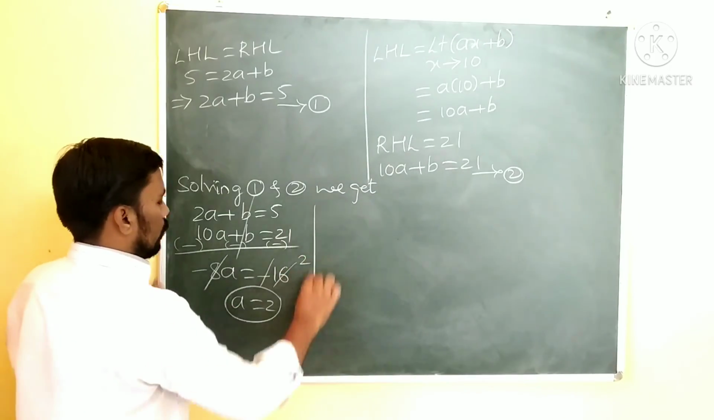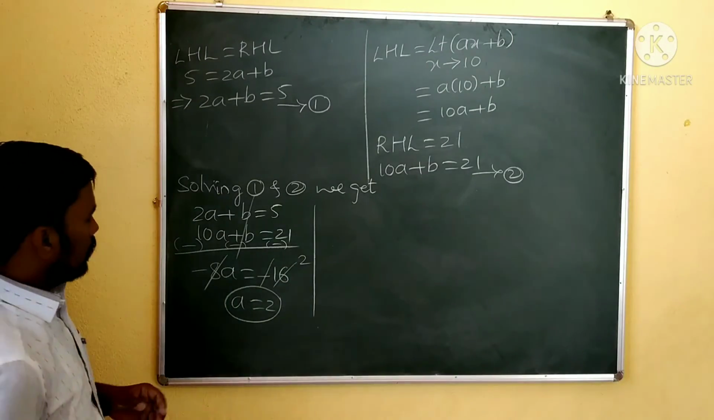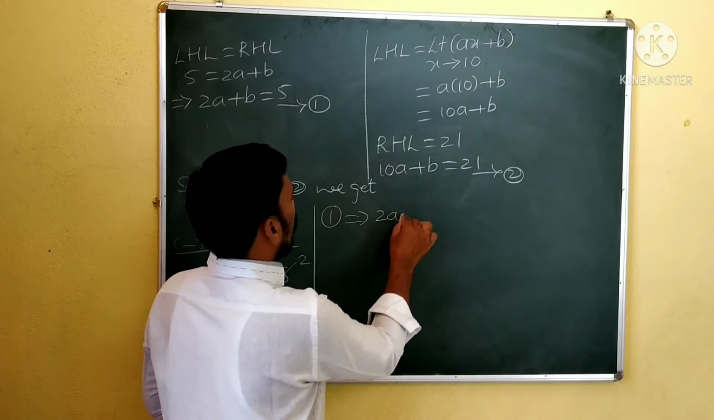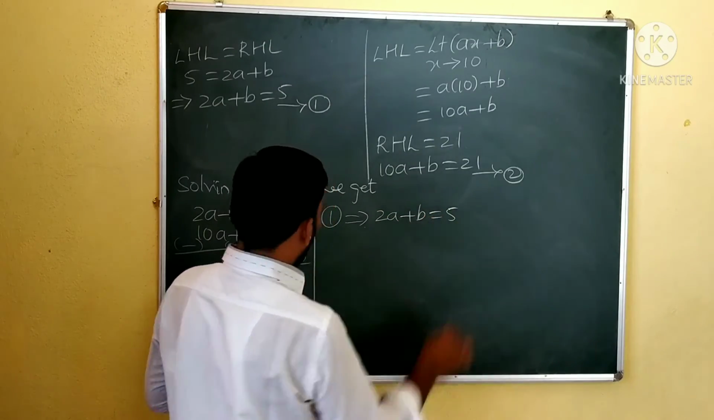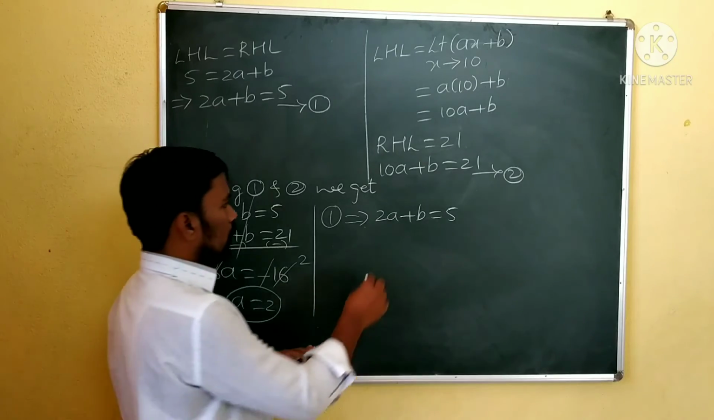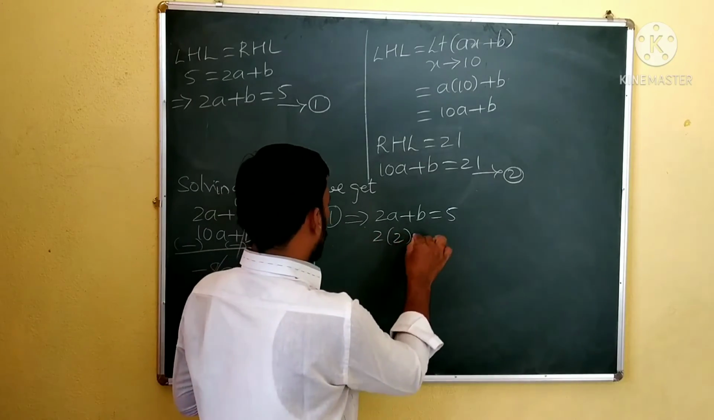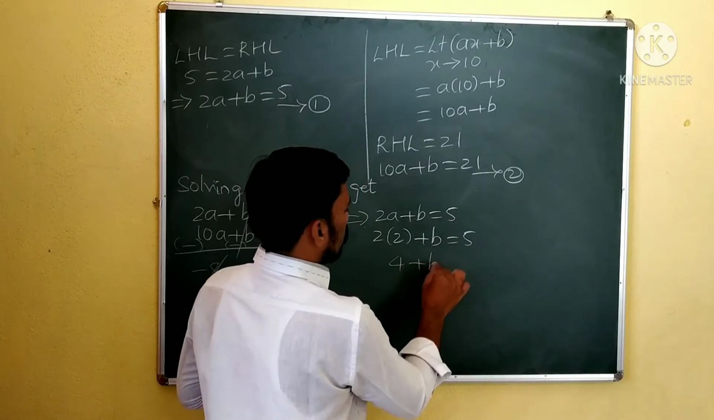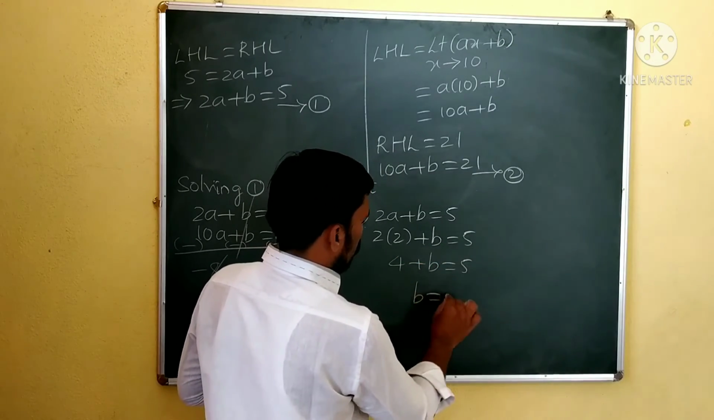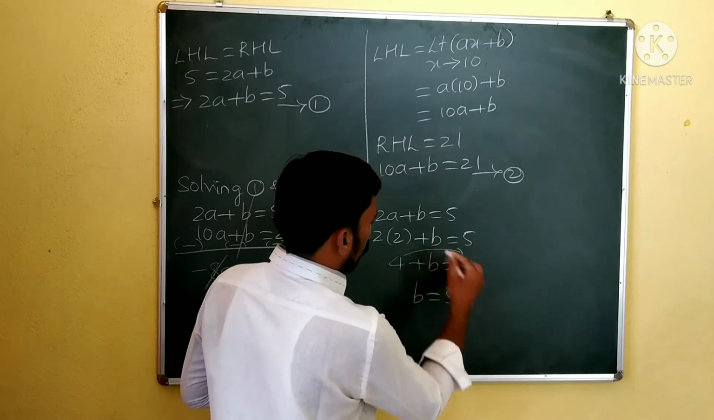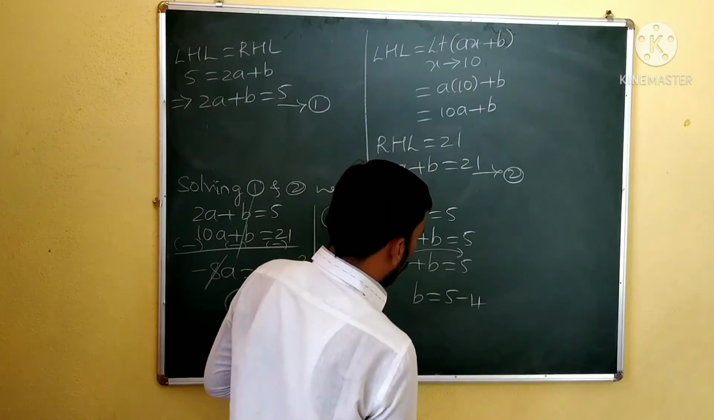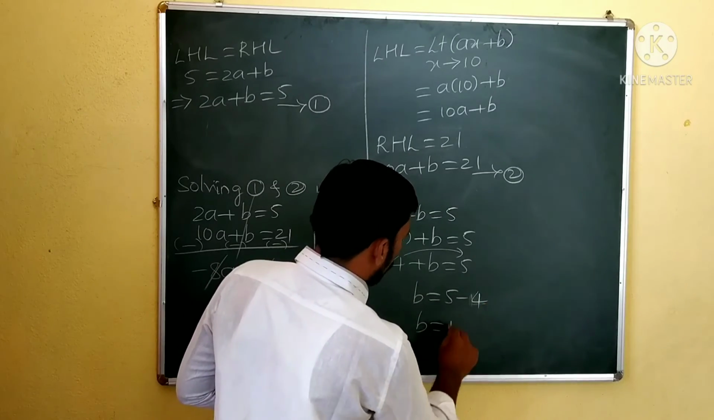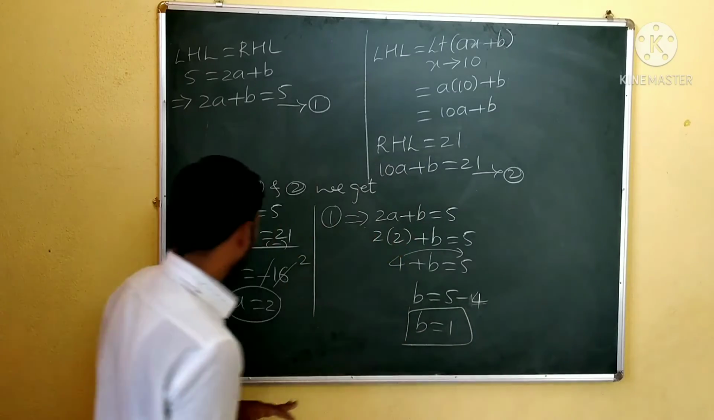Now put the a value in any one of the above equations. Let me take the first equation: 2a plus b is equal to 5. Now put the a value here. It is 2 into 2 plus b is equal to 5. 4 plus b is equal to 5, which implies b is equal to 5 minus 4, taking plus 4 to the right hand side, it becomes minus 4. b is equal to 1. So a value is 2, b value is 1.